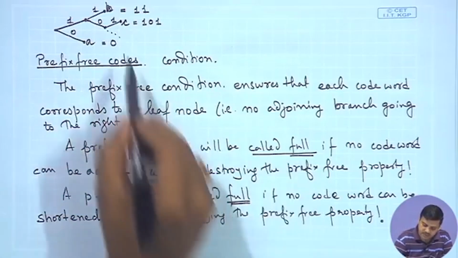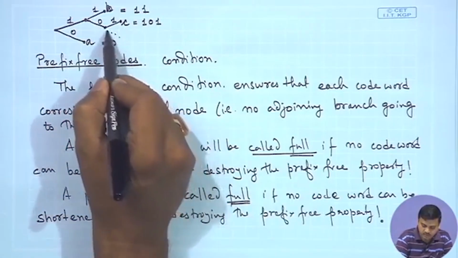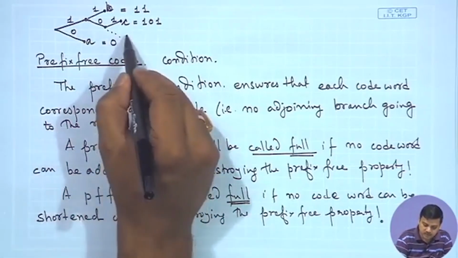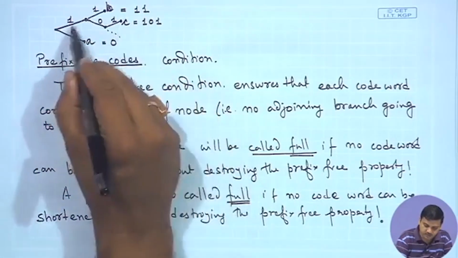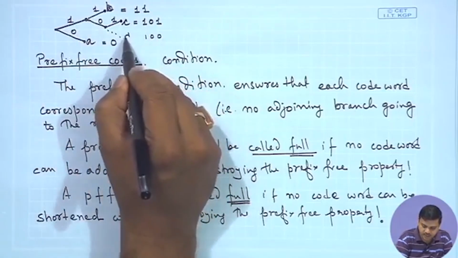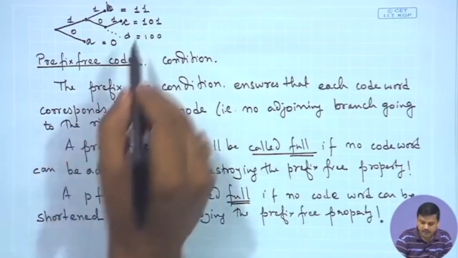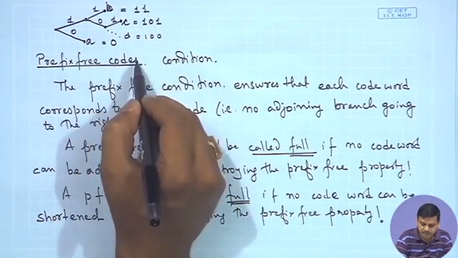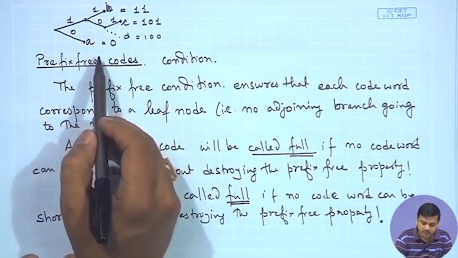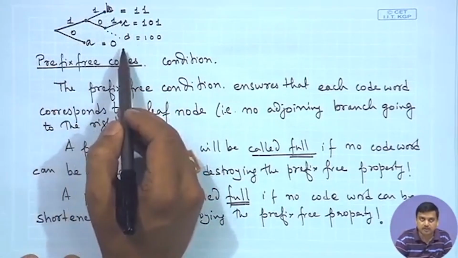So, now in this case I can add one branch to this and it does not destroy the prefix yet. If I call it something, its name will be 100. So, this will be 100, let us say I put it as D. This is not a prefix of anything and hence it can easily be added without destroying the prefix free property. So, that would clearly mean that this is not a full tree.